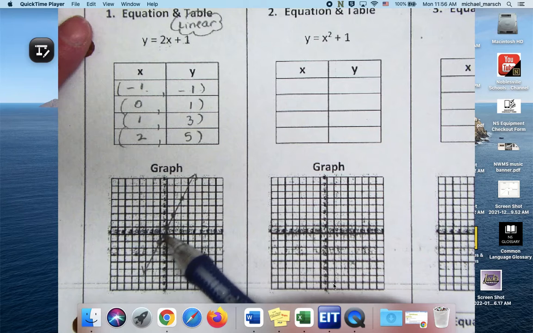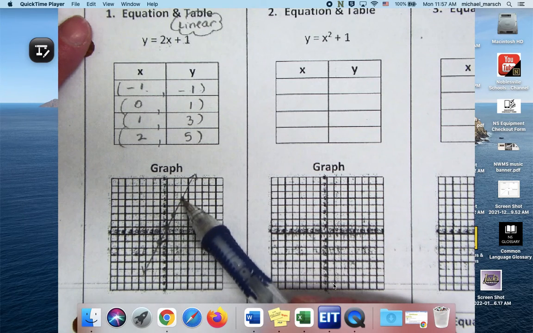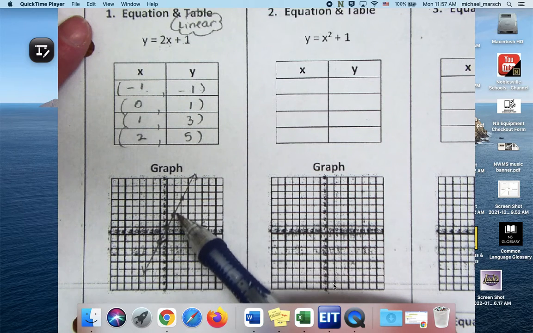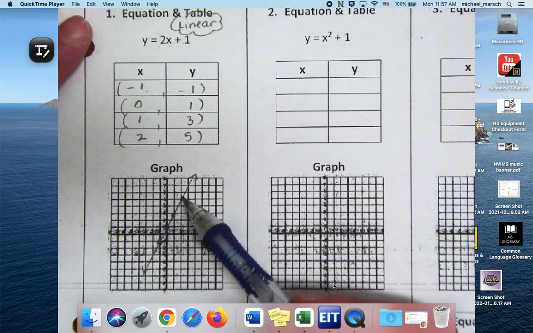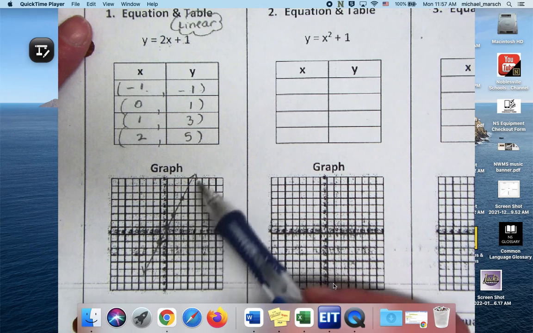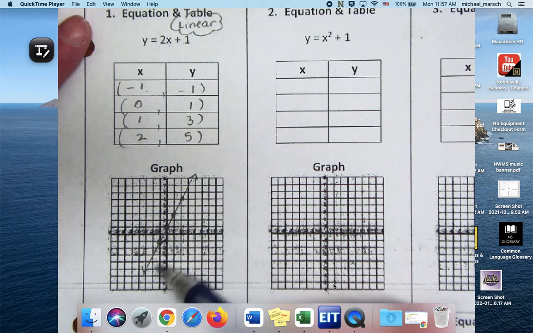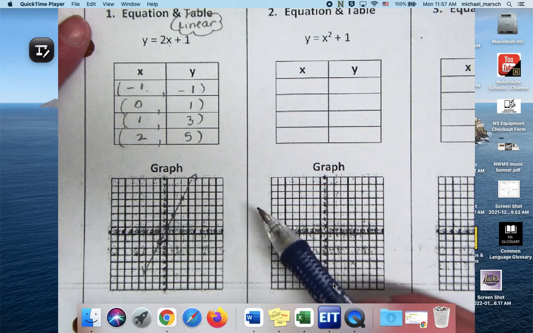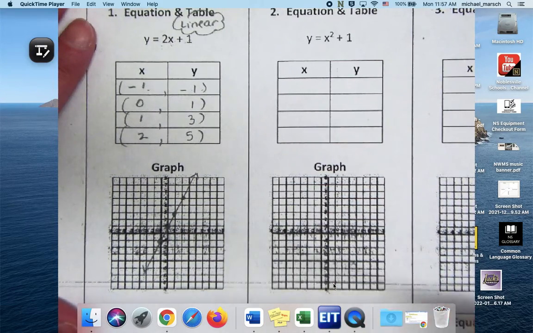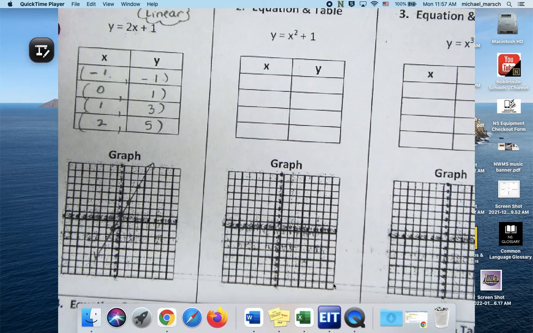So did you do -1, -1, 0, 1? When I got 1, 3. 2, 5, it didn't. It's just really hard to see. Oh, I understand. And that's why I'm pointing to mine so you guys can hopefully see that this is a straight line. Let's move on to the second one.